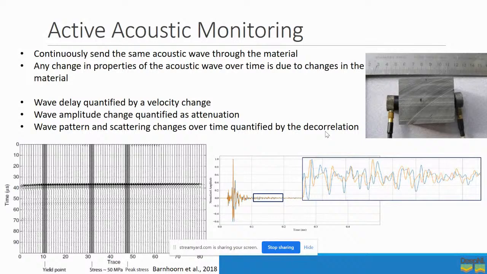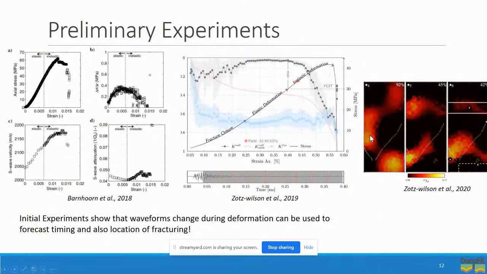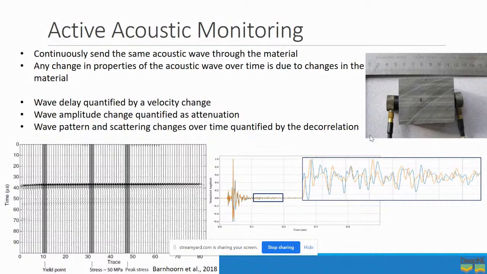If we do that continuously, sending the same wave, it means that any change in either arrival time of the wave or amplitude of the wave at the receiver end of your sample must be because you have a change in the properties of the material that the wave is sent through. You send the same wave, but you record something different. It means that you have a change in your rock structure. And that change in the properties of the wave, we mainly quantify with different measures. We look at the delay time or the velocity change of the wave. We look at the amplitude change of the wave, and we look at the scattering, let's say, characteristics of the wave.